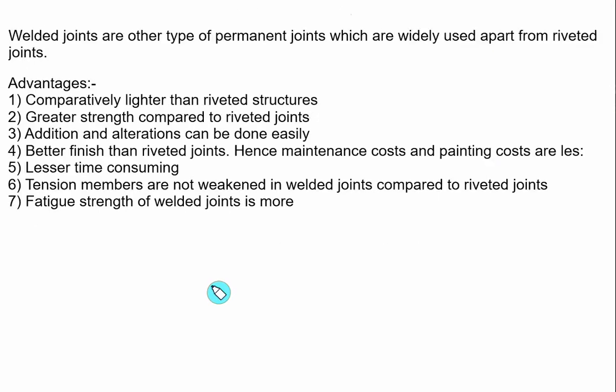We are not interested in the process of welding; rather, we are interested in the design of the weld joints. We are already familiar with the riveted joint and bolted joint. Similar to that, we have welded joints. Welded joints are the other type of permanent joints, which are widely used apart from riveted joints. This type of welded joint is basically simple compared to the process involved in riveting, since the welded joint does not require any other material, whereas in the riveted joint you have to use external rivets, so a riveted joint will be heavier compared to a welded joint.